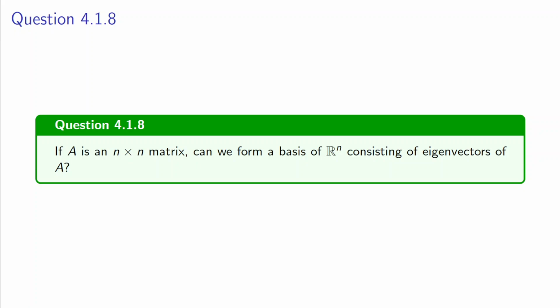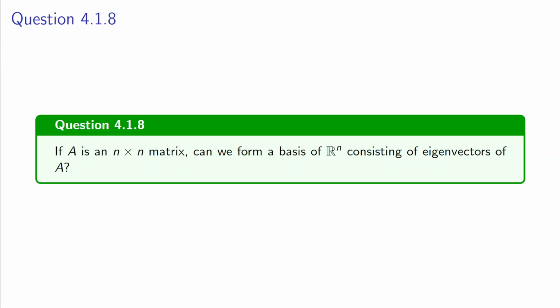In the last few videos, we've learned how to find eigenvalues, eigenvectors, and eigenspaces. And we've seen several examples of both 2 by 2 and 3 by 3 matrices. We've seen examples where we got distinct eigenvalues, repeated eigenvalues, and complex or imaginary eigenvalues.